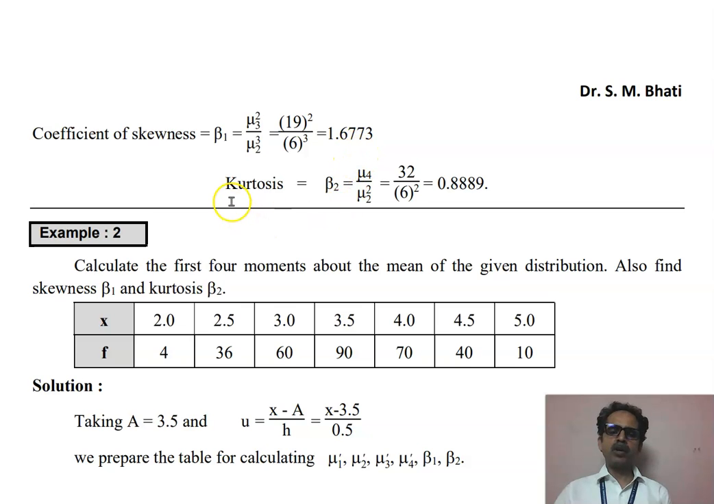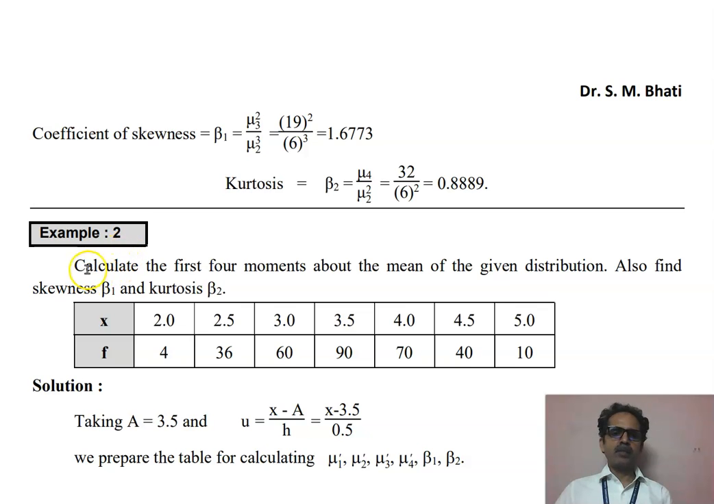It is 1.6773. Now kurtosis is given by beta 2, which has the formula mu4 upon mu2 whole square. Now mu4 is 32 and mu2 is 6, so 6 square will be the denominator, and when you simplify you will find it is 0.8889. Because beta 2 is less than 3, the distribution is platykurtic. So the curve is flatter than the normal curve.